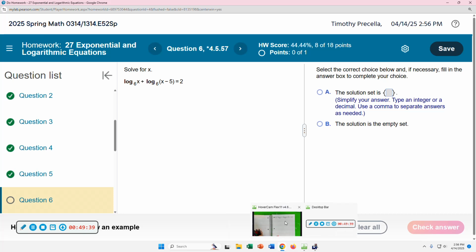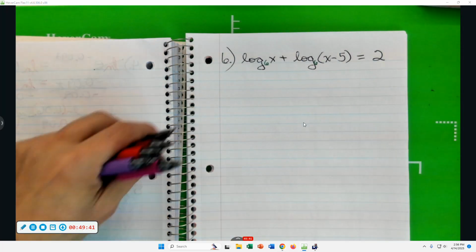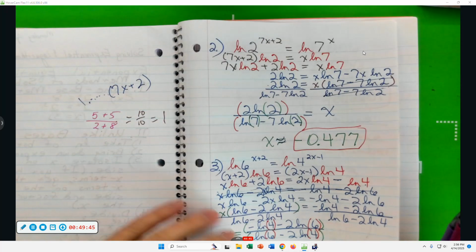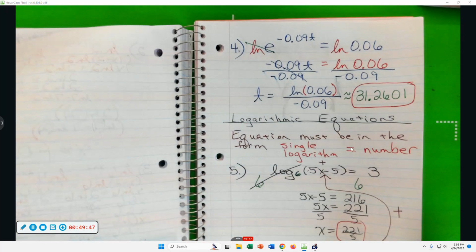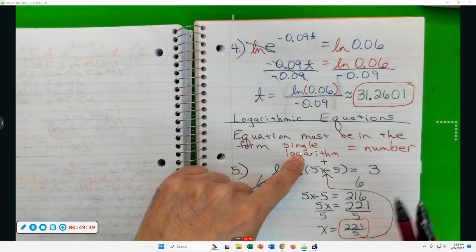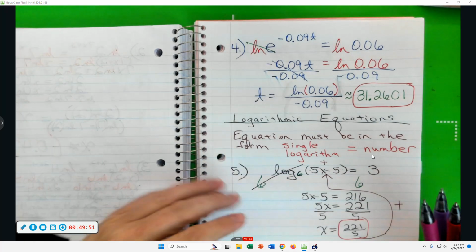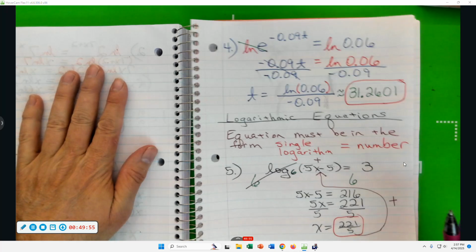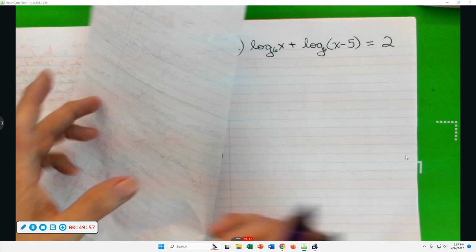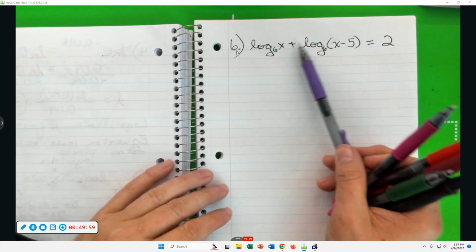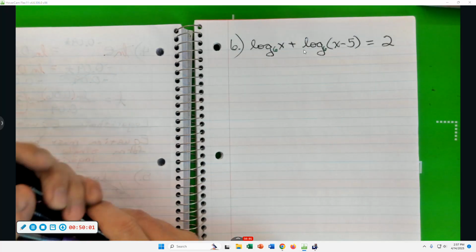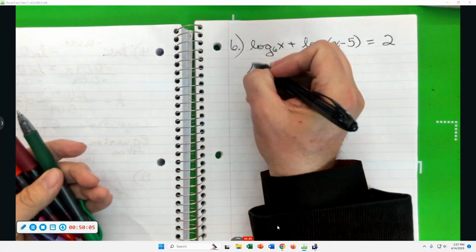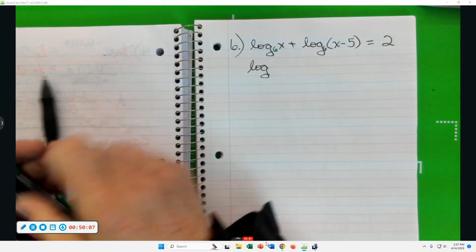You want it in the form single logarithm equals a number. You don't want log plus log. You don't want log minus log. Unfortunately, here we have log plus log. So we're going to have to condense these logarithms. We have a log base 6.